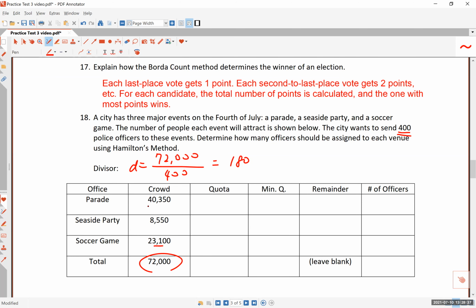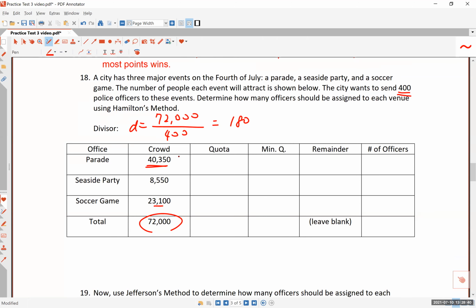So then we take these numbers and we divide them by 180 to get this next number here. So this number right here would be 40,000. You don't have to write this down, but of course, when you are doing this problem on your test, you need to show your work. You divide this by D, the standard divisor, and this will be 224.166, and so on. Make sure you use your calculator for this. Same thing here, you divide this by 180 and you get 47.5, exactly.